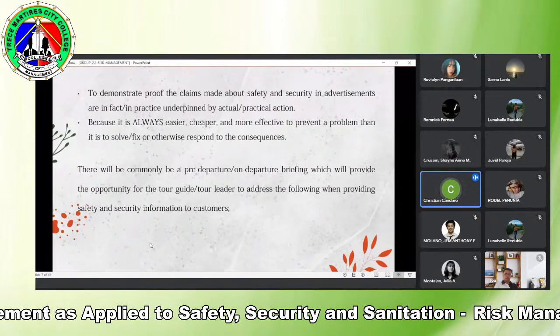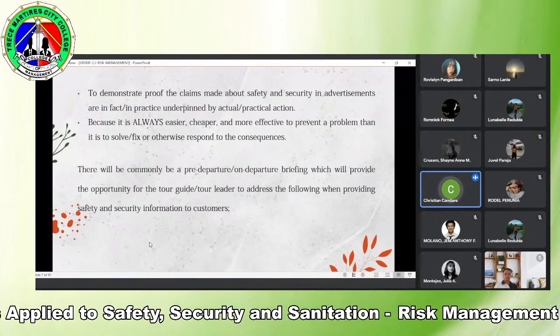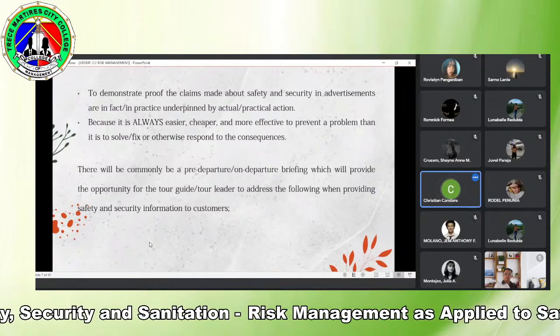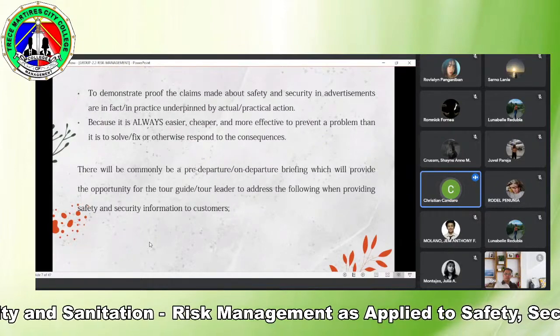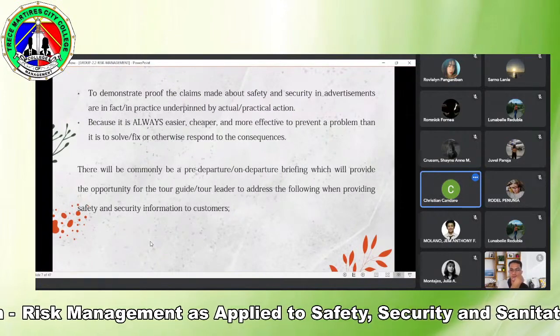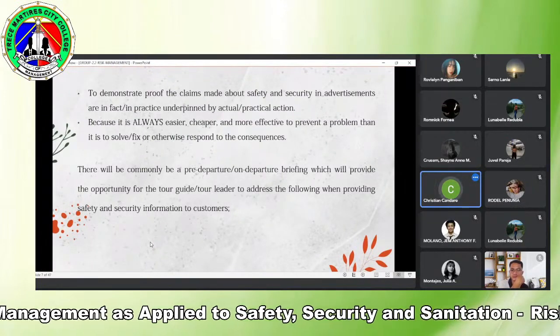Next is to demonstrate proof of the claims made about safety and security in advertisements. Advertisements are in fact or in practice underpinned by actual or practical action.